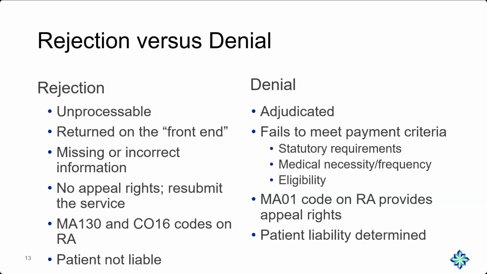For a denied claim, on the other hand, we actually have adjudicated the claim and something was denied, either the entire claim or a claim line, because it fails to meet Medicare's payment criteria. Now, this could be due to a law or what we call a statutory requirement. It could be because Medicare deemed that those services, based on what was reported on the claim, are not medically necessary. And this would include any frequency edits or any utilization parameters.